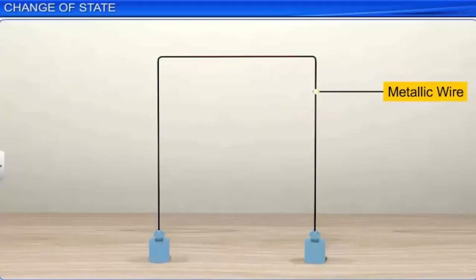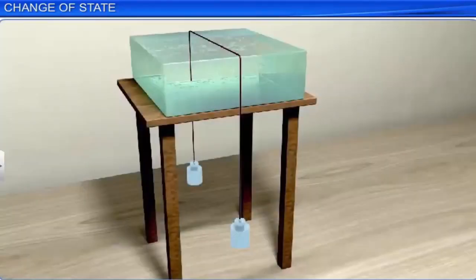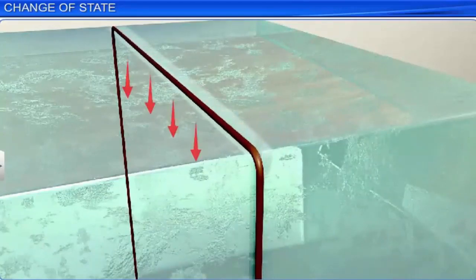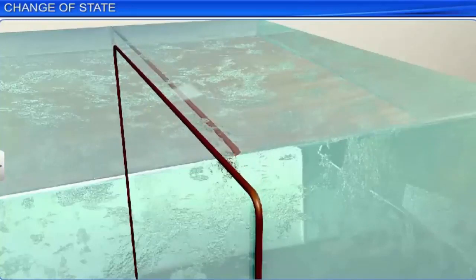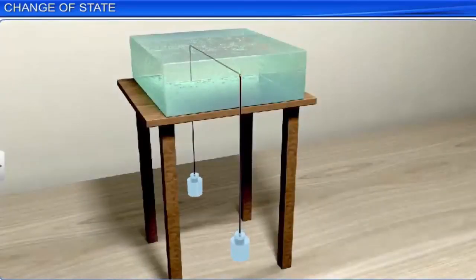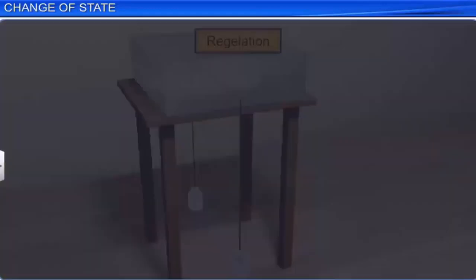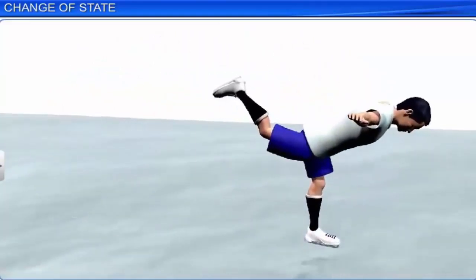If a metallic wire with 2 masses tied to both ends is placed on a slab of ice, we observe it passing through the slab. As the wire exerts pressure, the ice beneath it melts. When the wire passes through, the water above the wire freezes once again. This phenomenon of refreezing is called regelation. In fact, ice skating is possible only because of regelation.